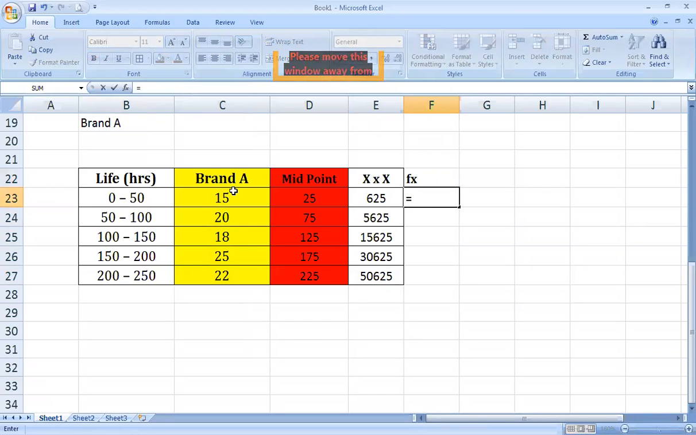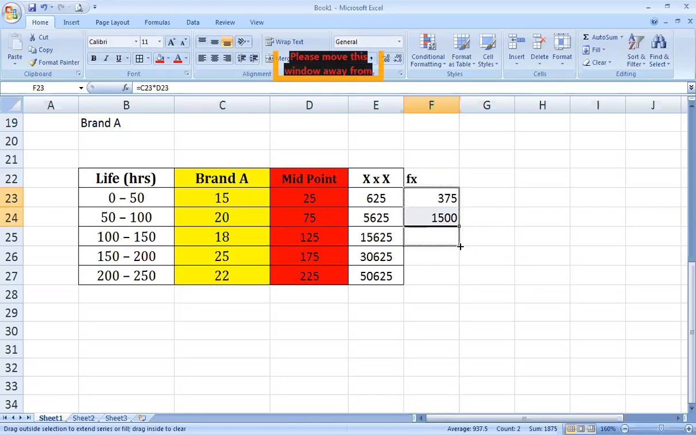What is our f? This is 375 into x. So 375. Next, 20 into 75 gives 1500. Then 18 into 125 gives 2250, then 25 into 175 gives 4375, then 22 into 225 gives 4950. So this is our fx value. Is there any doubt?